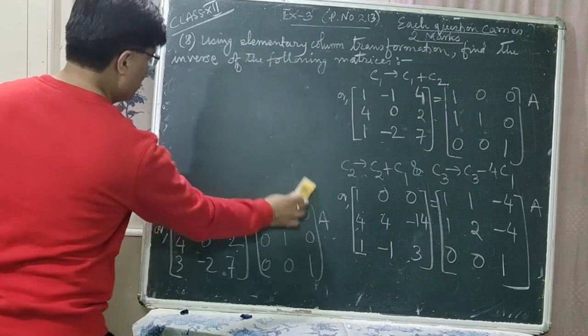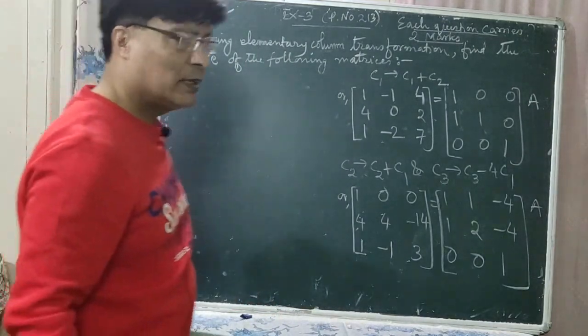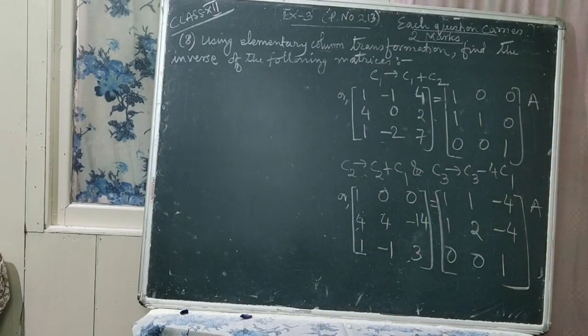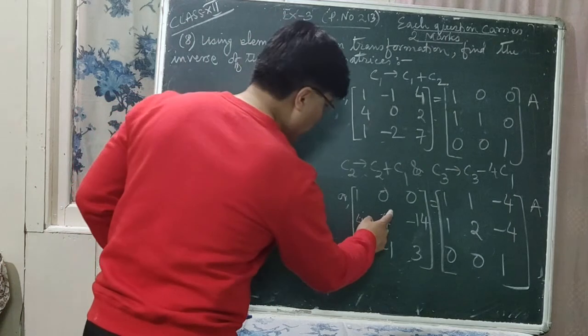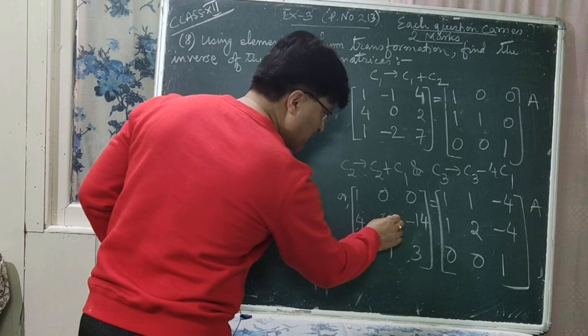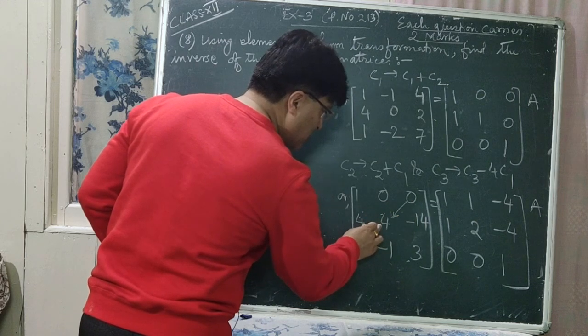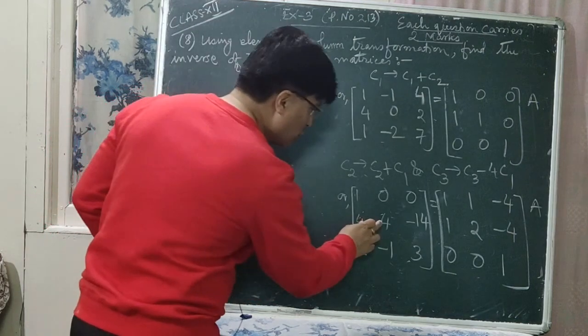Now next step, what will you do? In the next step, you have to make the second element of the second column 1. That is, 4 should be made 1. You should come in this direction, because in the leading diagonal, all the elements will be 1, 1, 1. So you should make this 4 into 1.